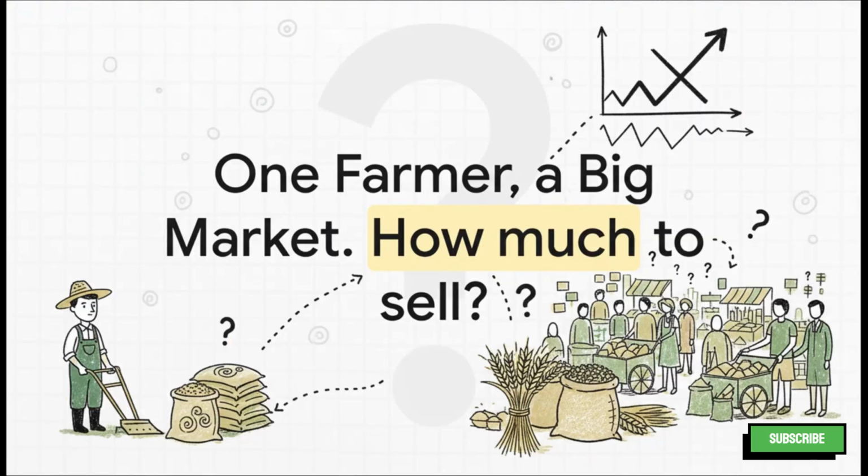So in this huge bazaar, let's zoom in on just one farmer, one kisan in this big market. Now ask yourself, can this one person all by themselves actually change the market price for wheat? No way, right? They're just too small. So if they have zero control over the price, how in the world do they figure out how much to grow and sell? That's the big puzzle we're going to solve today.